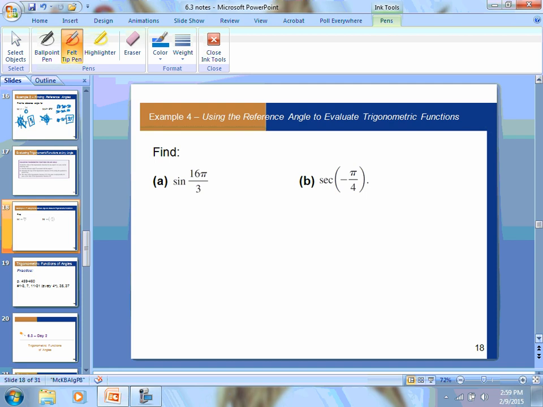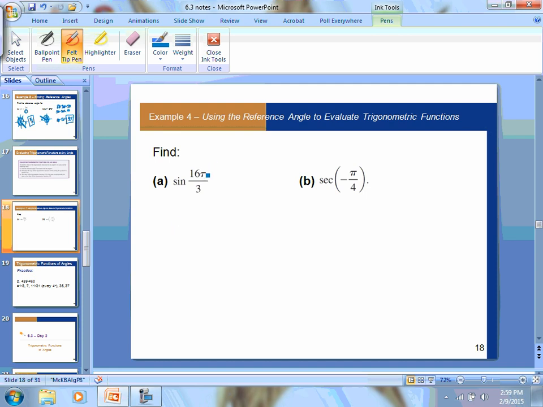Okay? But in example 1, we had degrees. Now we have radians. But we've done this before with radians, okay? You might see some that are a little more challenging, like 16 pi over 3. Okay? Don't be thrown by that. That just means that we have to go around the unit circle a few times before we're able to draw our location that we know and then find our reference angle.